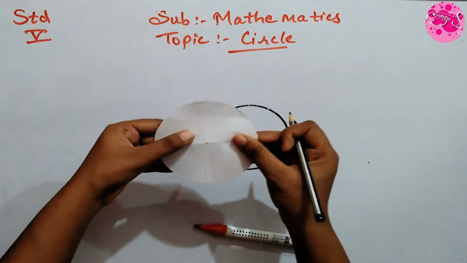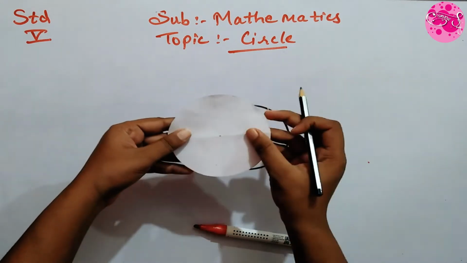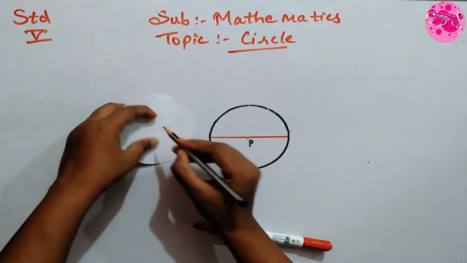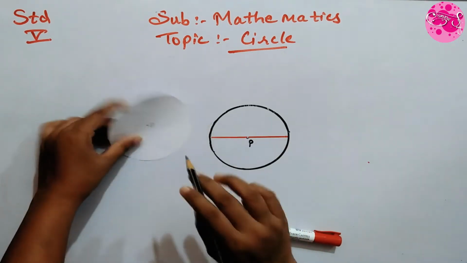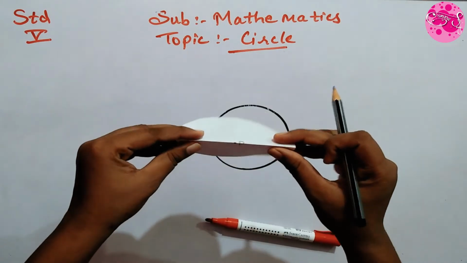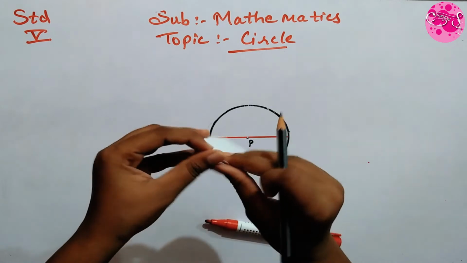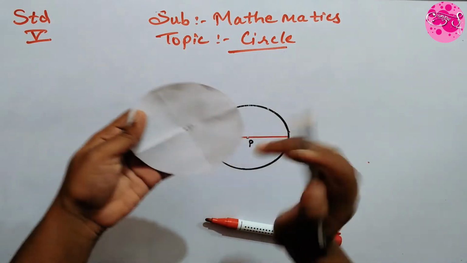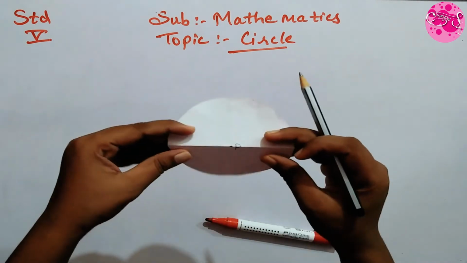Children, can you see the circle which I have in my hand? Now here on the paper I am marking the center of the circle P. Now I will just fold the circular paper and make it half. Okay. Now you can see the line. This is a diameter of the circle.